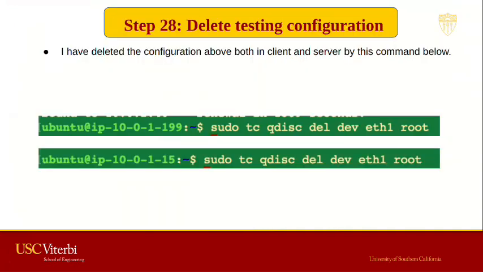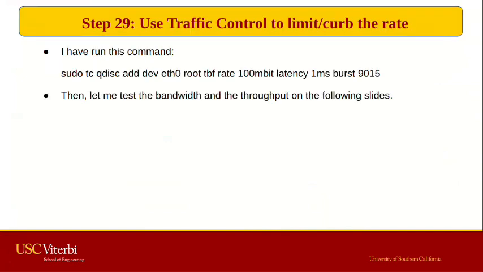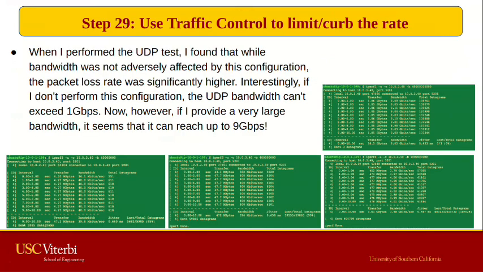Okay, so for step 28, we have to delete all of the previous testing configuration, and then we can use this command to curb the rates. I have already tested in my previous VPCs, located in North Virginia, North California, and Oregon, and I got the same result.